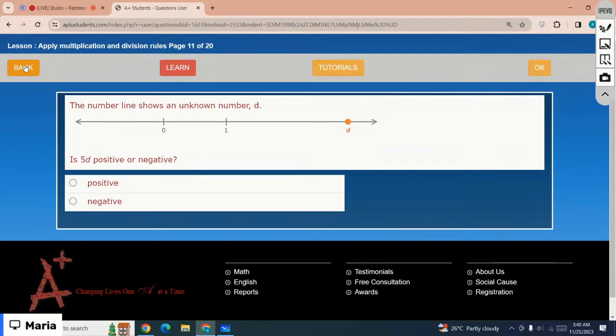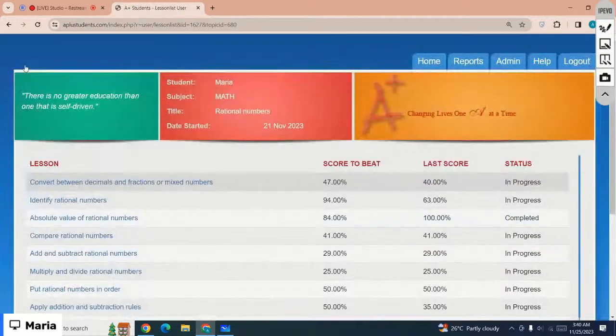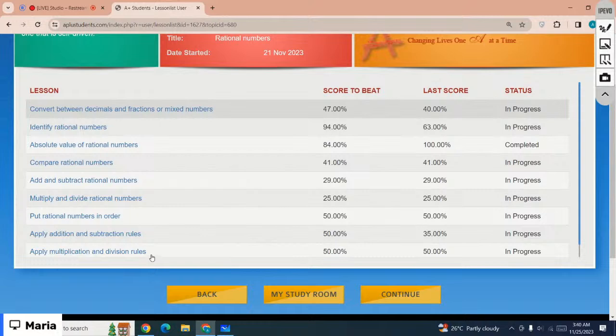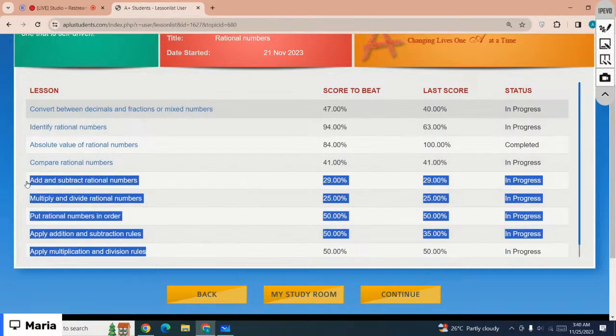So we were working on grade 7 math. The chapter we were working on is rational numbers, and the lessons we have covered today are add and subtract rational numbers, multiply and divide rational numbers, put rational numbers in order, apply addition and subtraction rules, then apply multiplication and division rules, right?